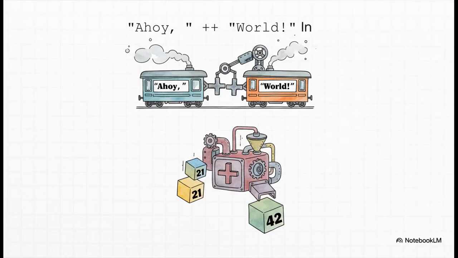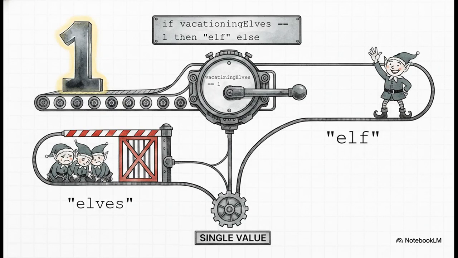Here's a basic expression in action. We're just combining two strings. Now notice the plus plus operator. In Elm, that's how you append strings. The plus operator, that's only for adding numbers. It's a little thing, but it's a perfect example of how Elm prefers to be super explicit to help you avoid common bugs.